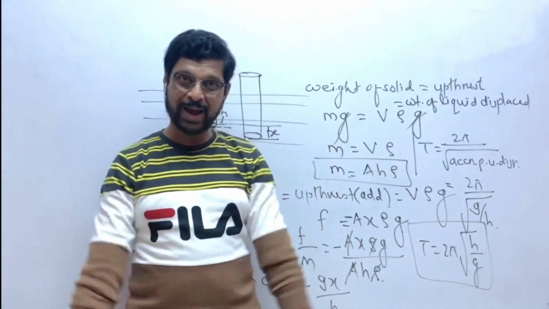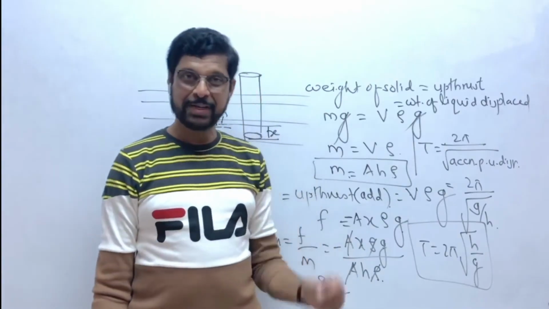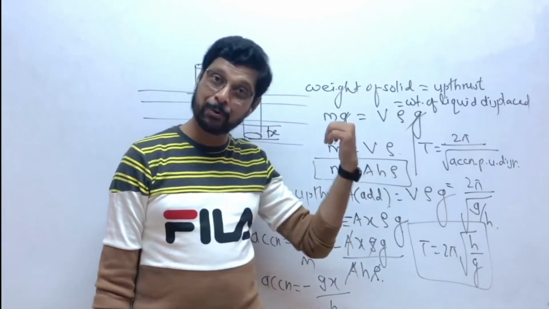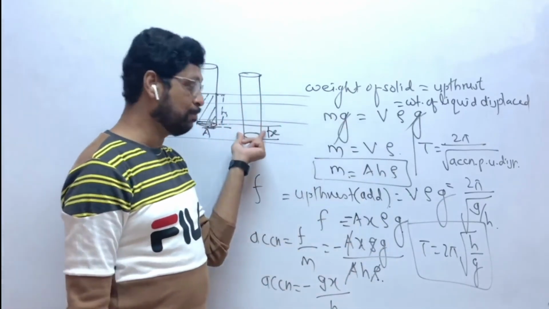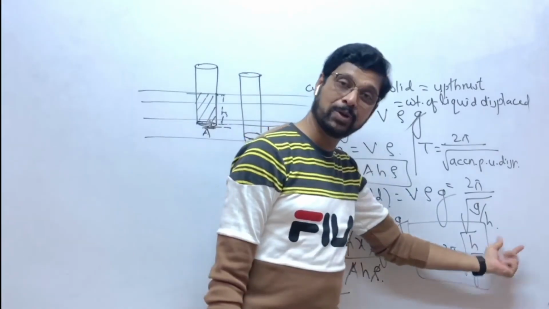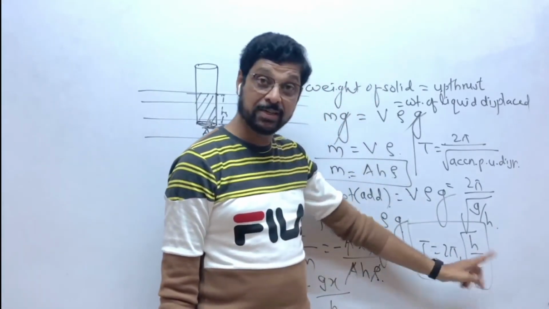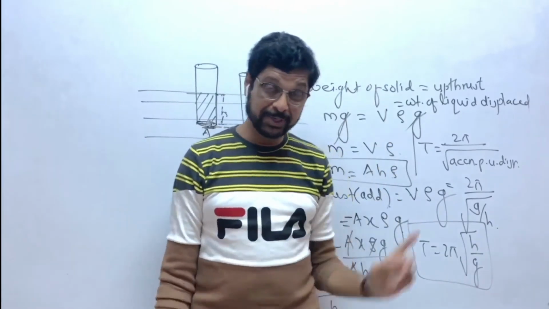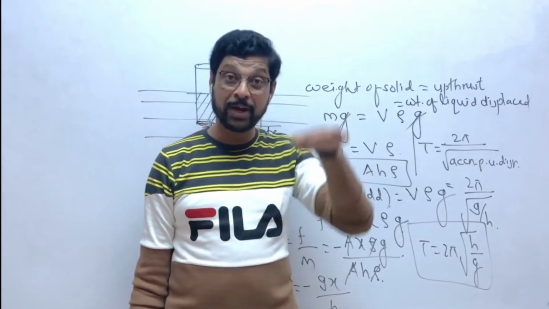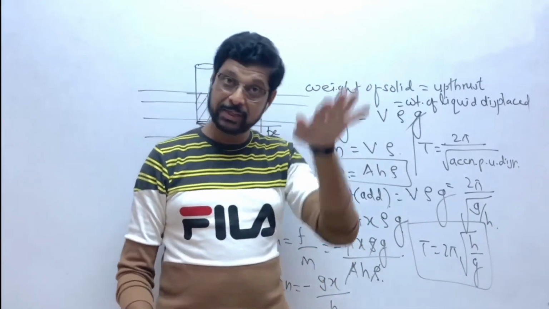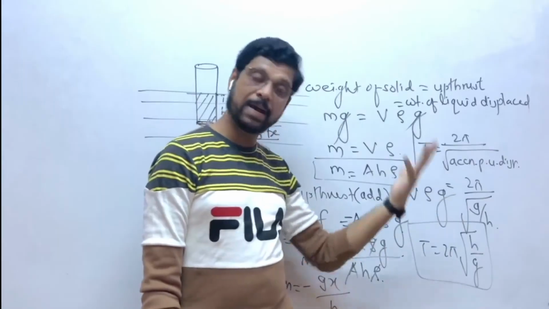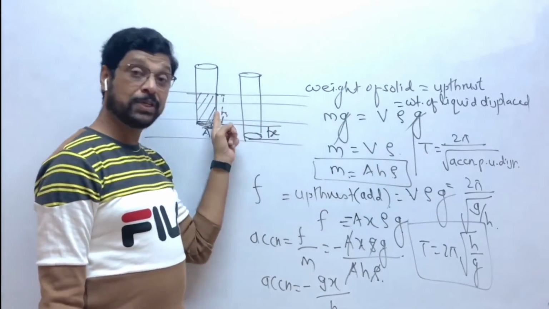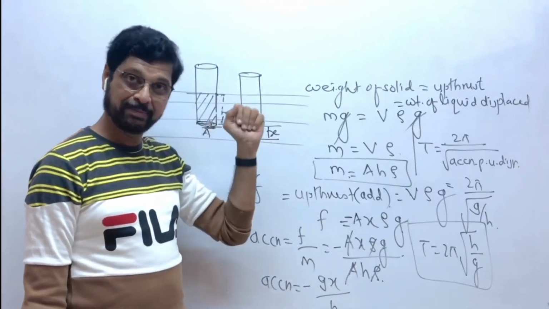The same formula as again for the simple pendulum, T is equal to 2 pi under root L by g. For the U-tube, T is equal to 2 pi under root H by g. And for this floating body also, T is equal to 2 pi under root h by g, where h is the length of the solid immersed inside the liquid. Again, the periodic time doesn't depend upon how much you press it, the amplitude. So the same formula you can use for a solid floating on a liquid.